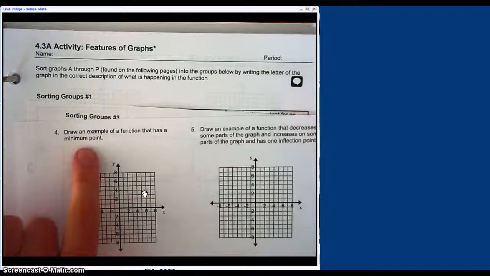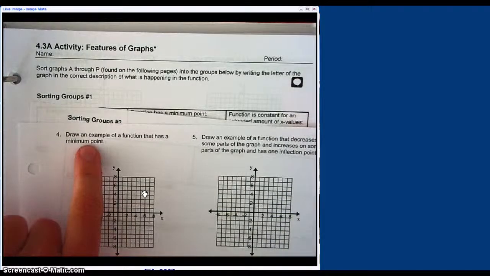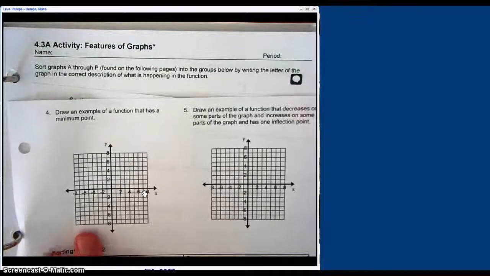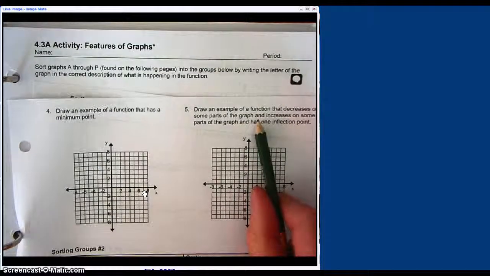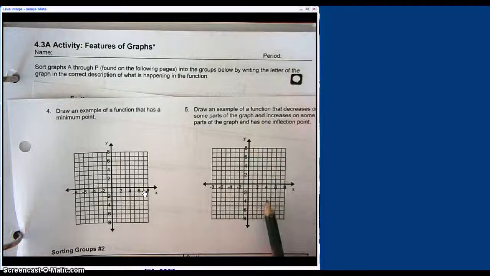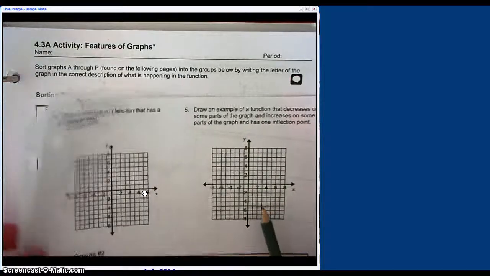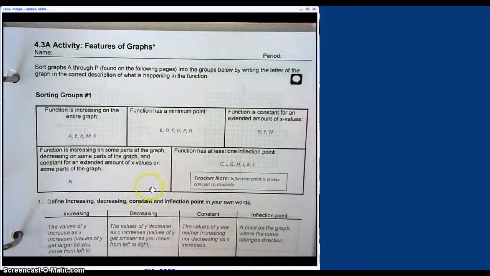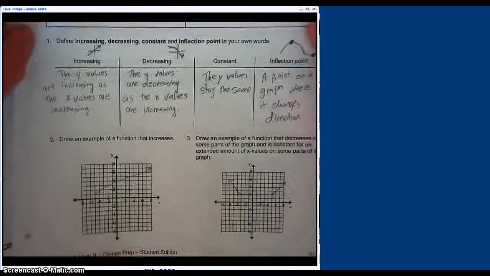Then you want to draw an example of a function that has a minimum point. And then again, draw one that matches this description. Okay? And go ahead and do those. Go all the way through number 5, and then I'll put the answers up. Press pause now, and then work through that for a few moments, and then you'll get the answer.